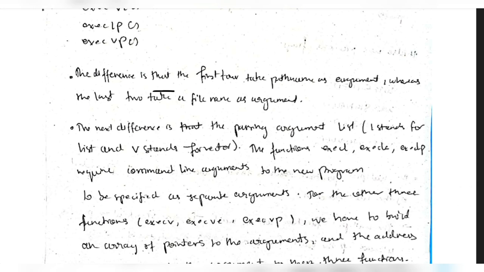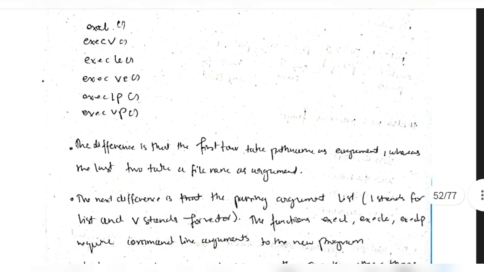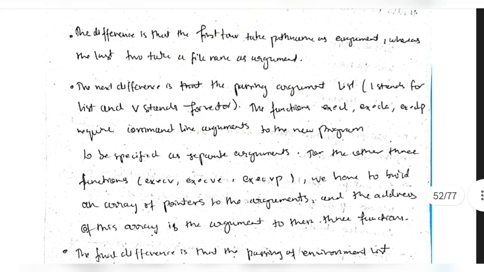The difference is that the first three take a pathname as the argument, whereas the last two take the filename as the argument. That's the first difference. The next difference is in passing the arguments: l stands for list and v stands for vector. The functions execl, execlp, and execle require the command line arguments to the new program to be specified as separate arguments.